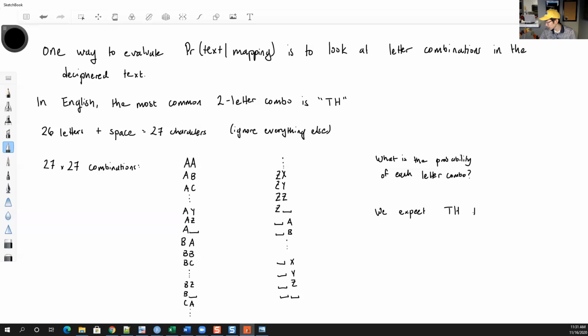We expect TH to have a very high probability. And we expect other combos, like QJ or something, to be very improbable. I don't know if there are any words that have QJ in them as a letter combo.